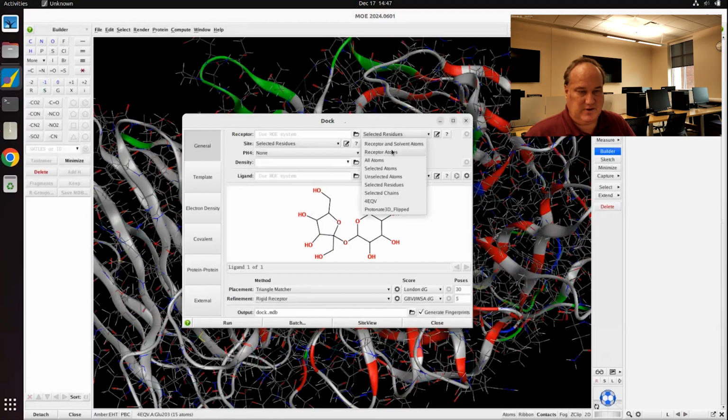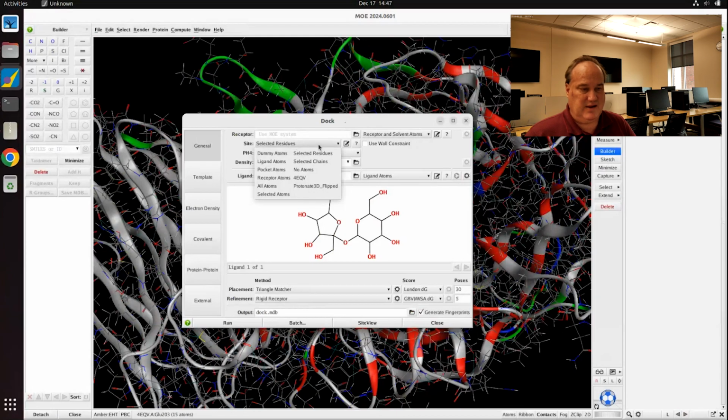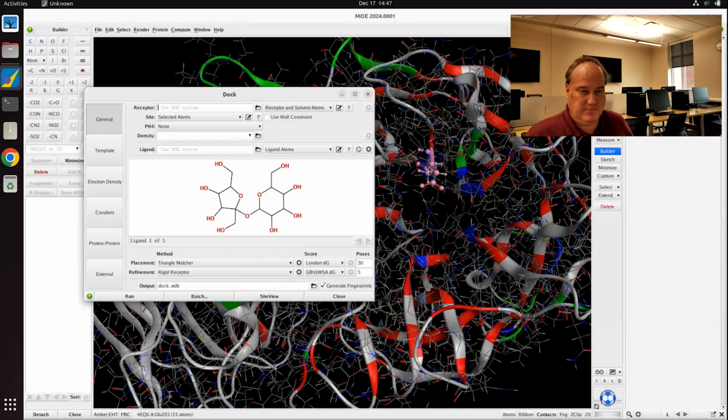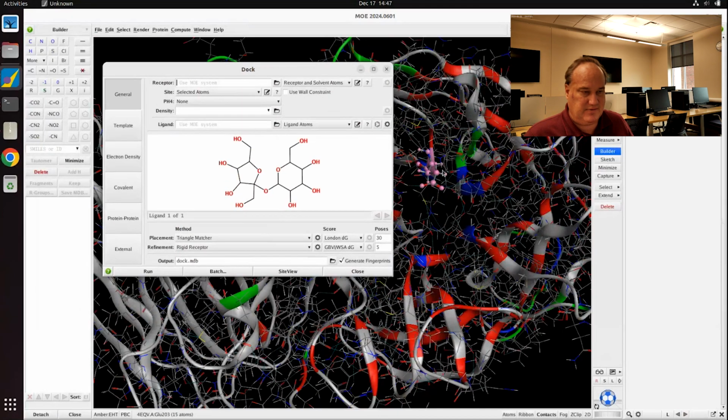And then the site is also the selected residue. Well, actually, for the first one, I can just say receptor and solvent atoms, even though there's no solvent. For the second one, the site, I want to make sure to select selected atoms, so it'll select all these atoms that I have selected, highlighted in magenta there. Ph4 is for a pharmacophore. We're not going to use that today, and the density is related to that. For the ligand, just make sure that sucrose appears in the big window.